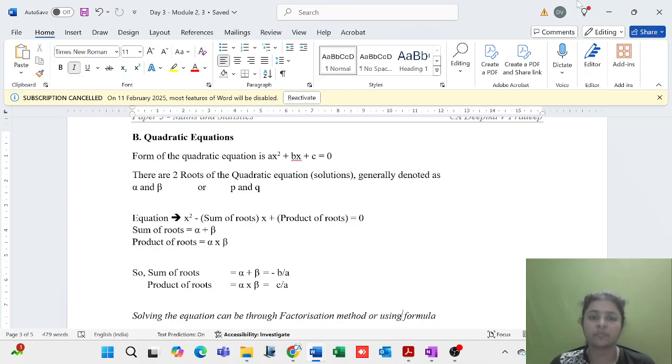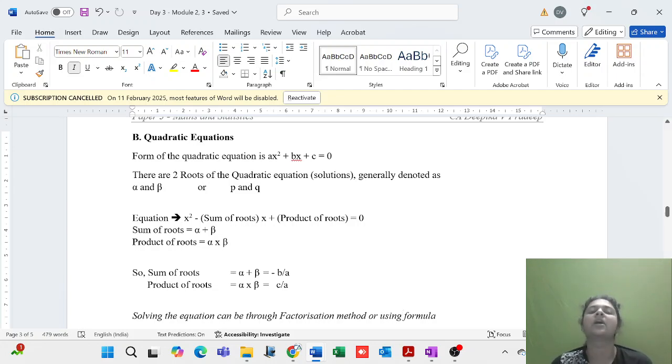Now, a quadratic equation is an equation with the variable raised to a maximum power of 2. So, the general format of the equation is ax square plus bx plus c, where a, b and c are constants. So, there will be a maximum of 3 constants involved, 3 coefficients or constants in the equation, and the maximum power of x will be 2. There are 2 roots of an equation. Roots is basically nothing but the solution to the equation.